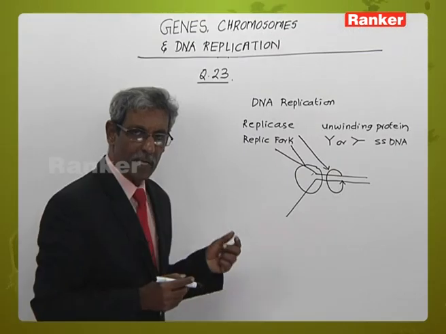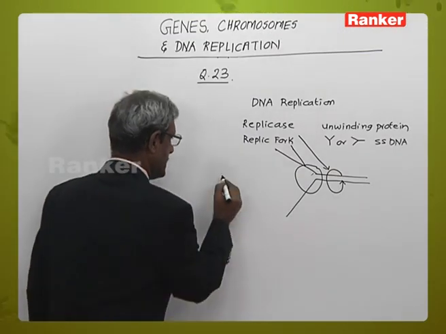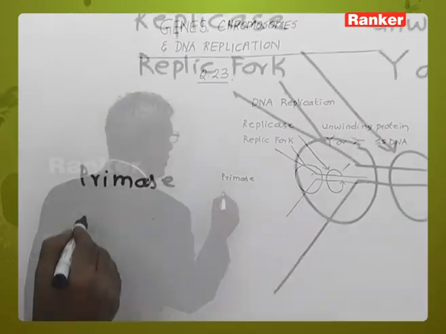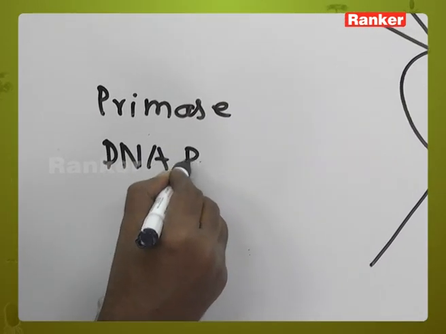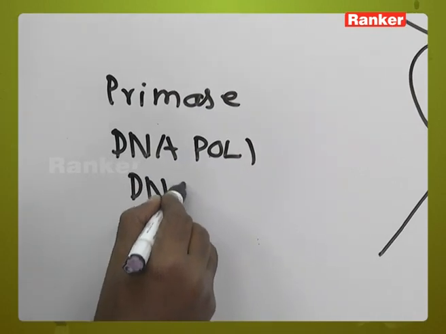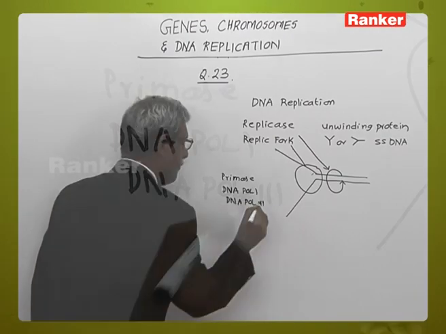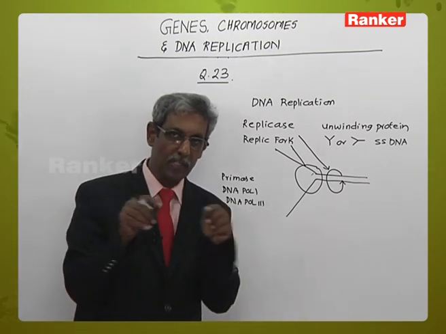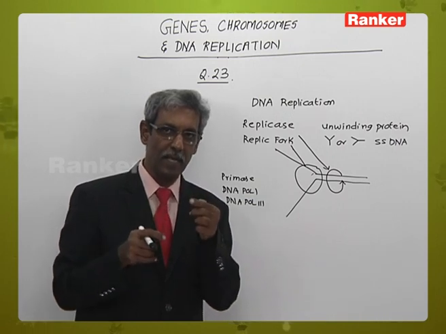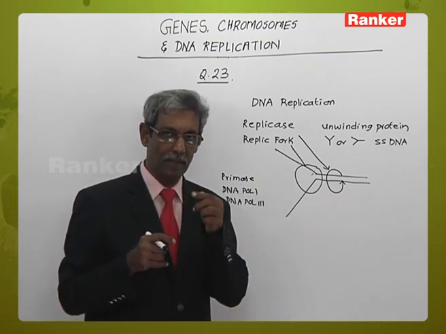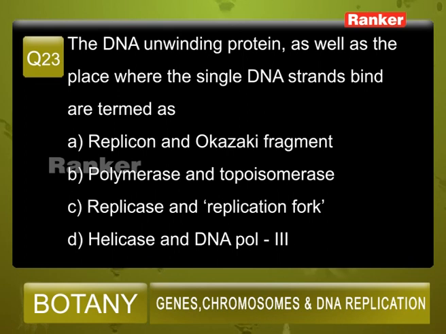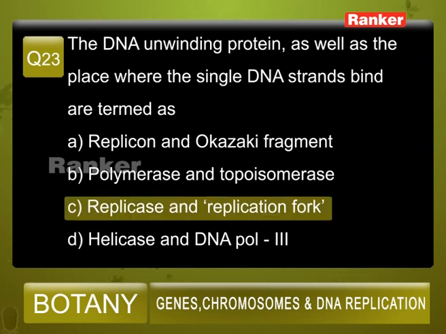Now, in addition to this, there are enzymes which are termed as primase. They are the primers, and again we have the DNA polymerase pol 1, and again DNA pol 3, which are primarily involved in zipping the DNA as well as joining, the ligases joining the small pieces which are primarily termed as Okazaki fragments. So, the most important enzymes for unwinding as well as formation of the replication fork are replicase and replication fork, and the right answer is C.